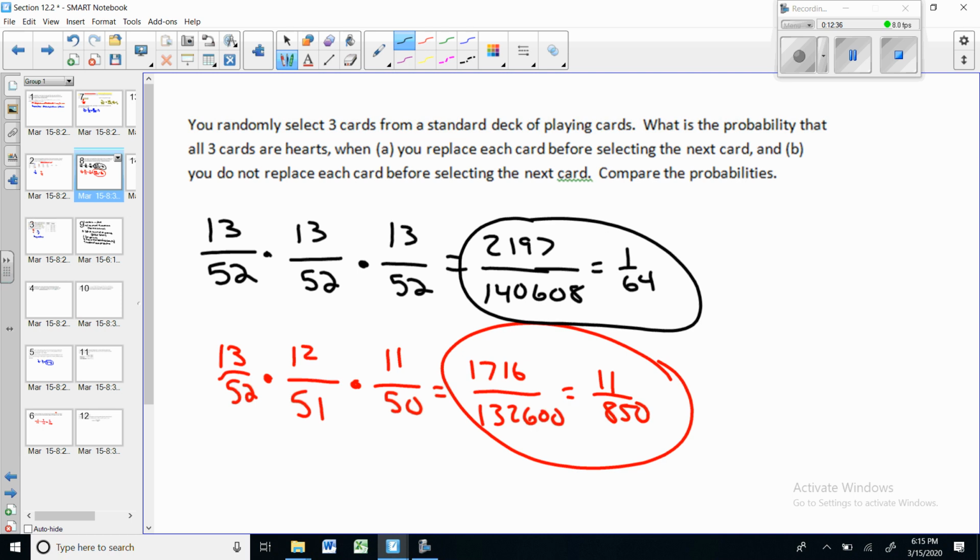This is the one for the replace. So either way can work, whether it's non-reduced or reduced. Any questions on that?